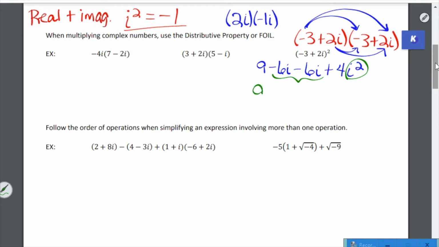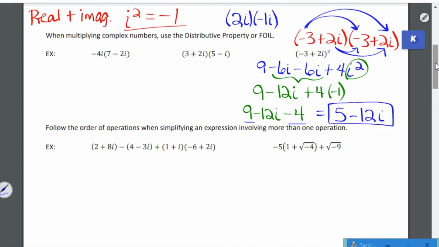So we have 9, and then negative 6i and negative 6i, we add those together, we get negative 12i. And then we get 4 times negative 1, because that i squared can then become a negative 1. We want to simplify any variables that we can. So I end up with 9 minus 12i, and then 4 times negative 1 is negative 4. So now I'm going to be able to combine my 9 and my negative 4. So 9 plus negative 4, or 9 minus 4, is 5 minus 12i.